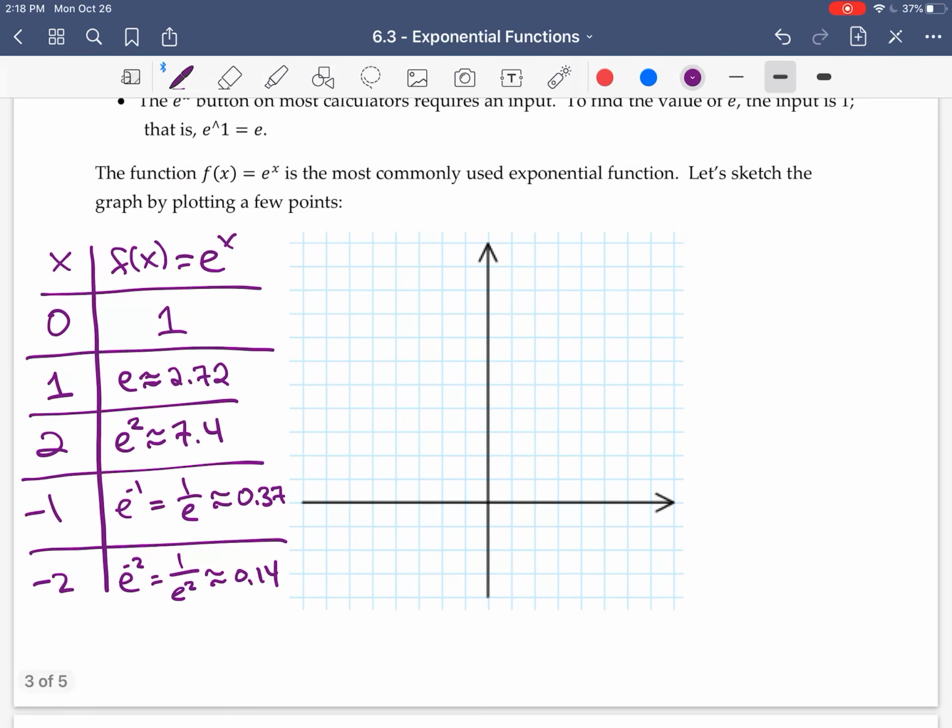Okay, so if we plot those, so at 1, we're at 2.7. Okay, at 2, we're at 7.4. Okay, so that's somewhere up here.